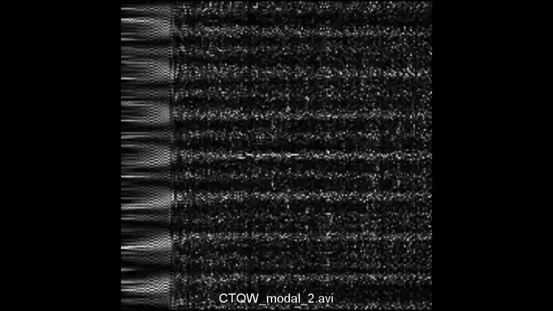Couldn't tell you exactly what's going on in this one, but I think it's a quantum walk over some sort of non-local graph. I think this one's a Hanoi network.